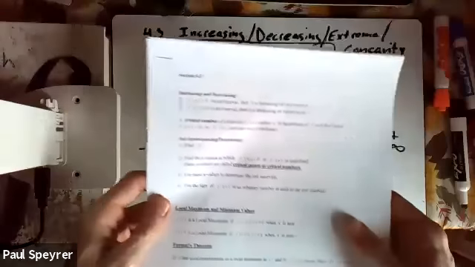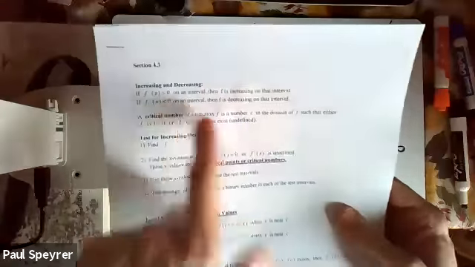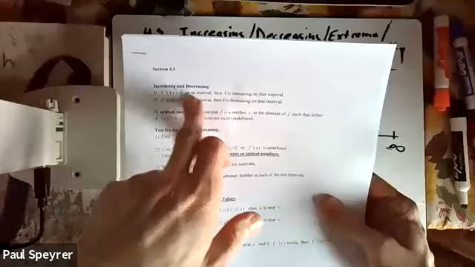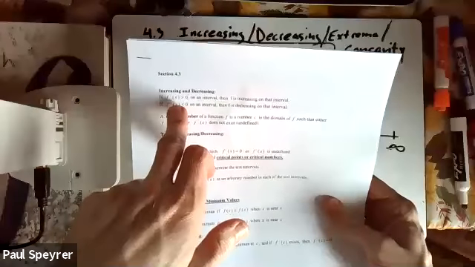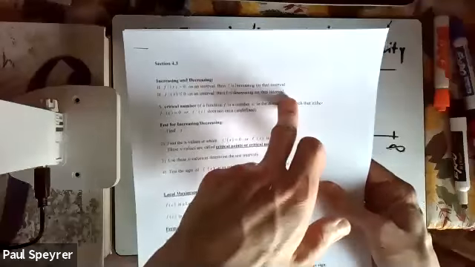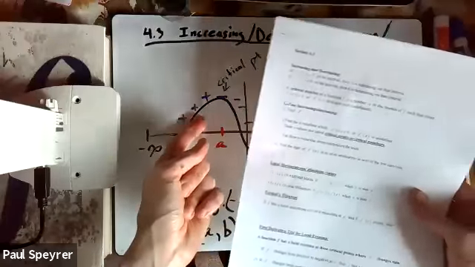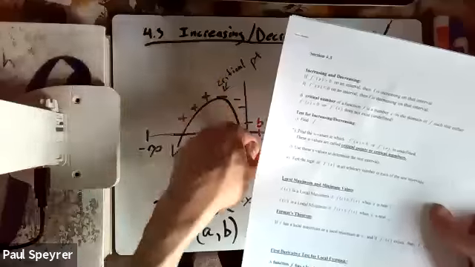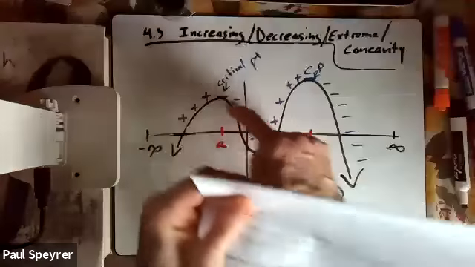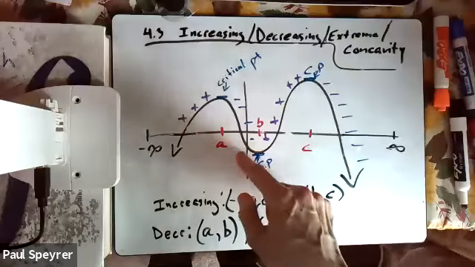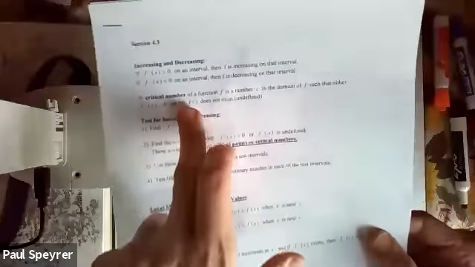So if you notice on the notes right here, again, this is on Canvas, right? Increasing, it says if the derivative is greater than 0 on some interval, then f is increasing on the interval. That would be like this chunk right here. Likewise, if the derivative is less than 0, meaning you have a negative derivative, then it would be decreasing on that interval. The point at which it transitions from a positive to a negative slope or negative to a positive slope, those are called critical numbers.